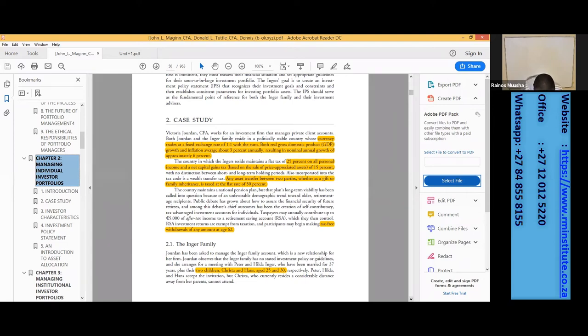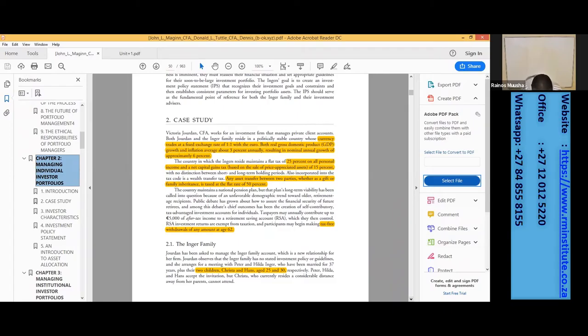So here they say the country in which the Ingas reside maintains a flat tax rate of 35% on all personal income and a net capital gains tax of 15%, with no distinction between short and long-term holding periods. Also incorporated into the tax code is a wealth transfer tax. So any asset transfer between two parties, whether it's a gift or family inheritance, is taxed at a flat rate of 50%.